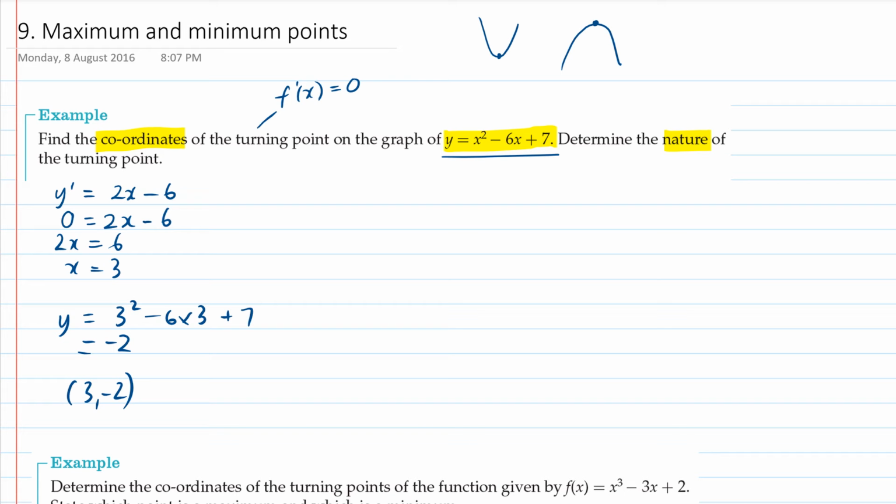Now the other thing it wants to know is the nature of the turning point. So they mean, is it a maximum or a minimum? So to determine that we look at the graph and we think about whether that's a positive or a negative parabola. In this case it's a positive parabola, which means it's shaped like this, which means the turning point that we found was a minimum. So we'll write is a minimum. Okay, so it's just a matter of thinking about the graph that you have to determine that.